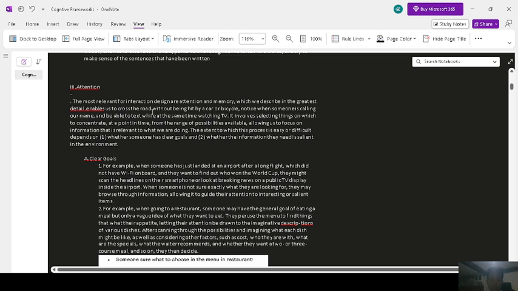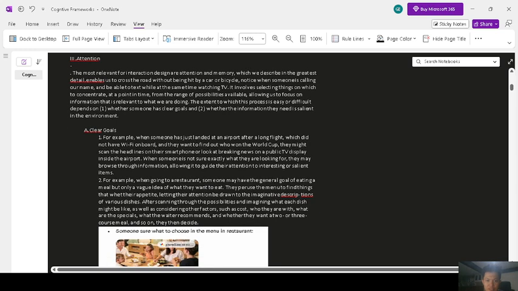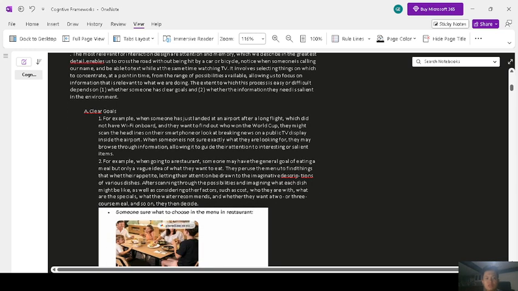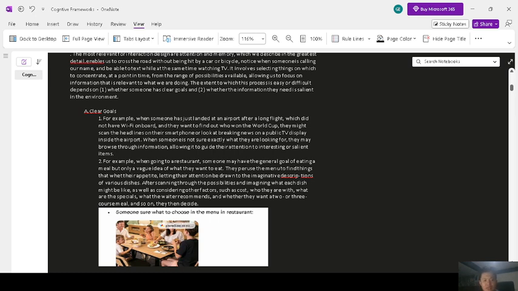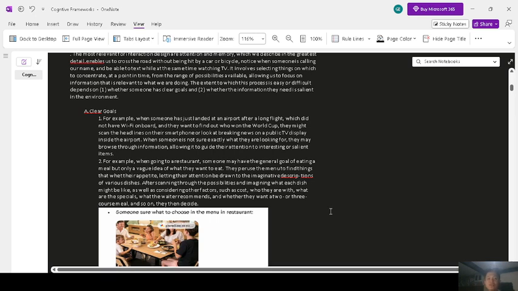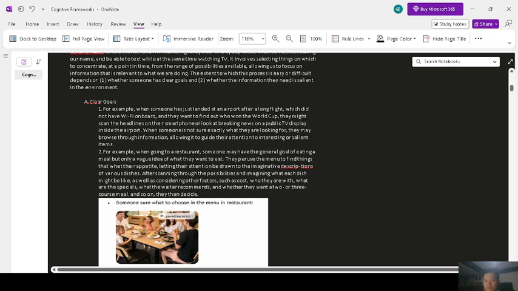The most relevant for interaction design are attention and memory, which we describe in the greatest detail. It enables us to cross the road without being hit by a car or bicycle, notice when someone is calling our name, and be able to text while at the same time watching TV. It involves selecting things on which to concentrate at a point in time from the range of possibilities available, allowing us to focus on information that is relevant to what we are doing. The extent to which this process is easy or difficult depends on, first, whether someone has clear goals, and two, whether the information they need is salient in the environment.